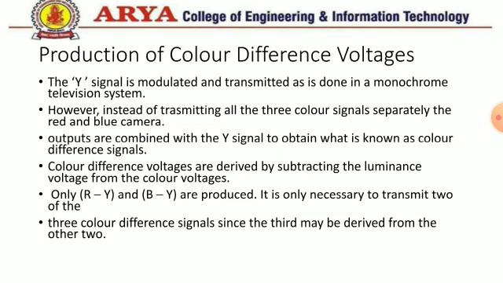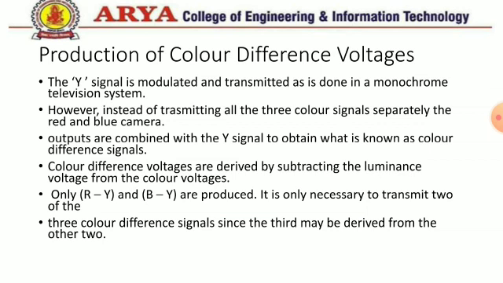For the production of color difference voltages, the Y signal is modulated and transmitted as is done in a monochrome television system. However, instead of transmitting all three color signals separately, the red and blue camera outputs are combined with the Y signal to obtain what are known as color difference signals. Color difference voltages are derived by subtracting the luminance voltage from the color voltage. Only red minus Y and blue minus Y are produced.